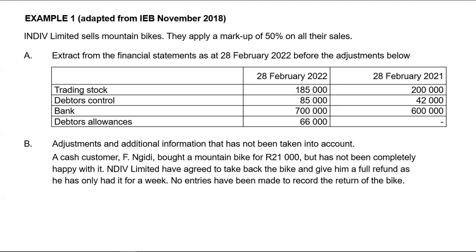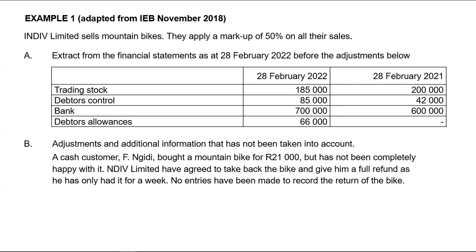Now it says here a cash customer. I know that the question paper says Nigiri. No, it's not Nigiri, it's supposed to be Ngiri. All right. F Ngiri bought a mountain bike for 21,000, but has not been completely happy with it. So we know that F Ngiri was not happy with whatever he bought from us. Remember, we are in Dev.